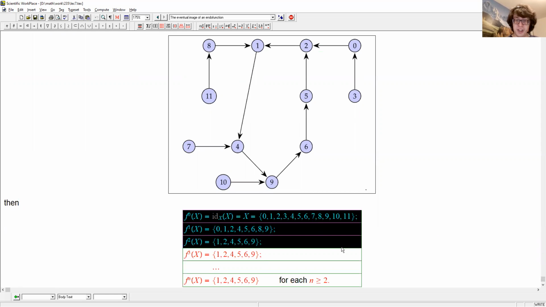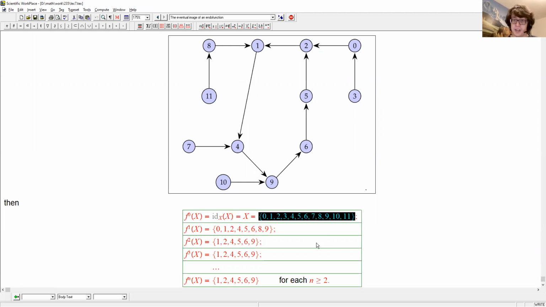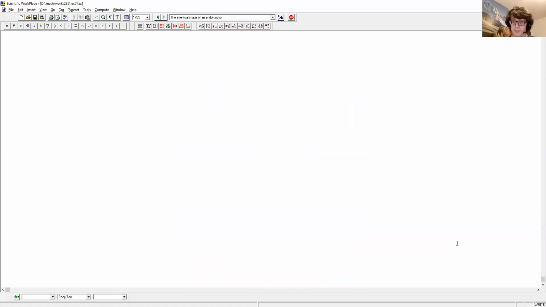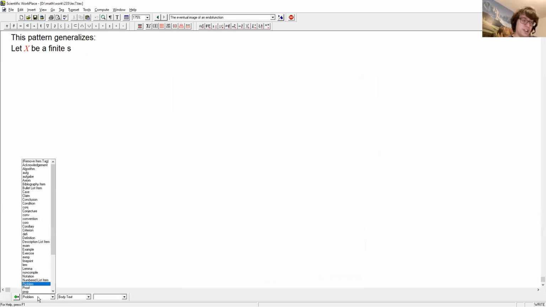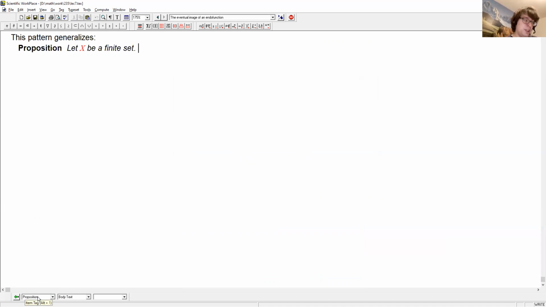So the pattern here is at the beginning the set is the whole X, but then it starts getting smaller until at some point it has only the numbers that belong to the cycles, and at that point it just stays unchanged from there on. So this pattern generalizes. I will state it as a theorem. Actually, it's in the notes, it's a proposition. Let X be a finite set. Let n be its size. Let f from X to X be a map, or an endofunction.